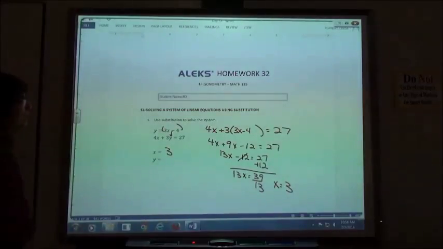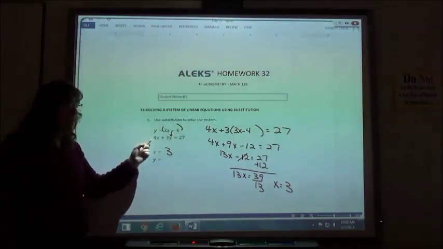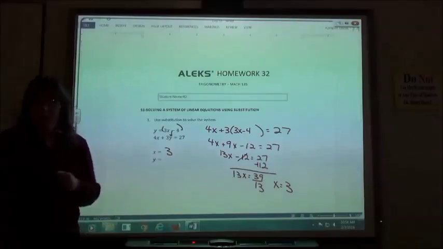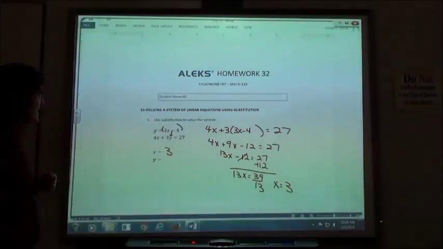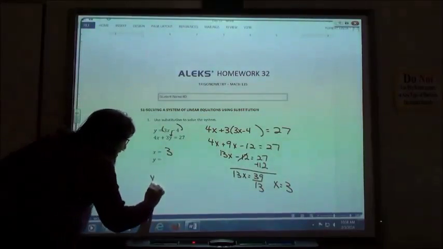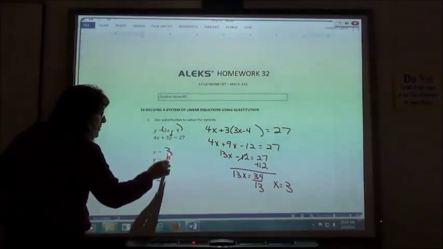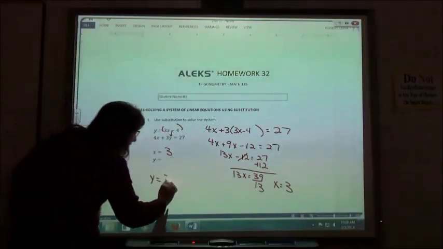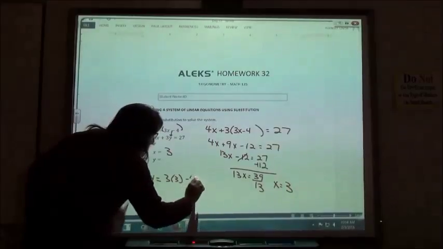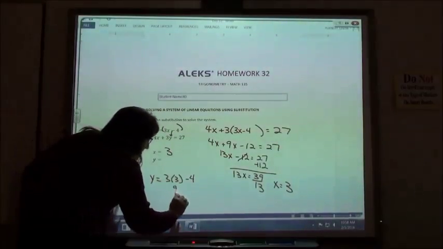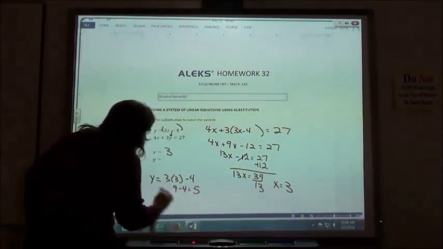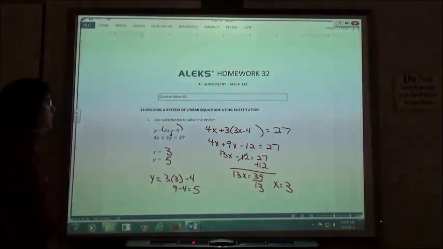To find my y value, technically I could use either equation, but the top one's already solved for y, so that one, of course, is the easier one. Y is equal to 3 times my x value, which is also 3, so 3 times 3 minus 4. 3 times 3 is 9, 9 minus 4 is 5, so y equals 5.